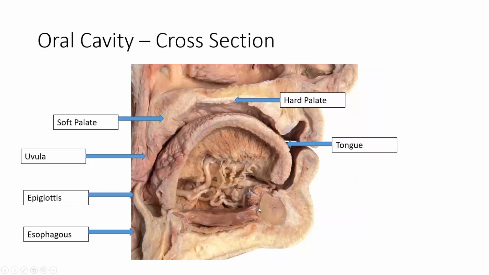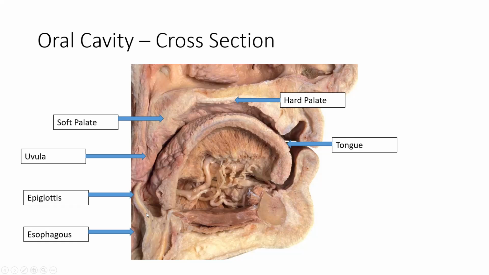Now here's a closer look at the oral cavity. We can see the tongue right here. All these little bumps are the papillae where the taste buds are located. There's the hard palate there, because the nasal cavity is right up here. But there's the hard palate there, the soft palate and the uvula. Their role is to flip up and close off the entrance to the nasal cavity.